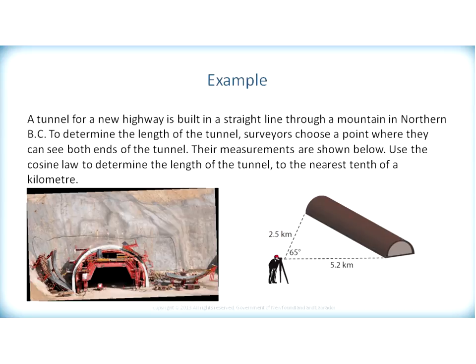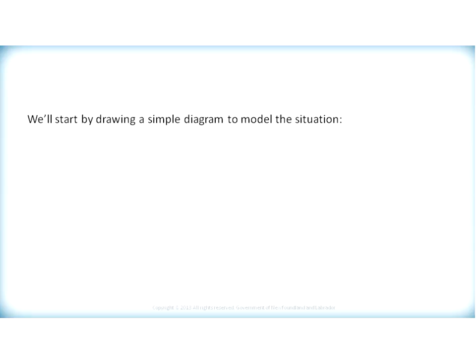So we can see a triangle here representing how long the tunnel is. We don't quite know what the length of the tunnel is right now, but we know how far away our surveyor is from both ends of the tunnel, and we also know the degree that the surveyor makes with each end of the tunnel and his current position. So we're going to start by drawing a simple diagram to model this situation.